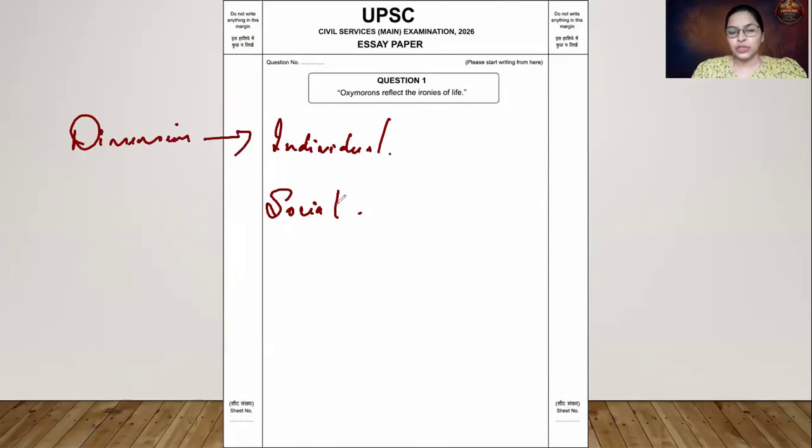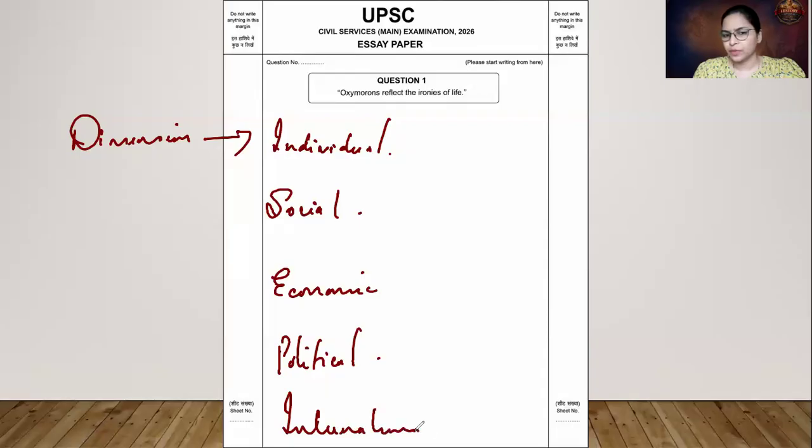So individual dimension, social, then you can give economic dimension, you can give political dimension. Okay. You can give international dimension, national, international. Fine. So in this way, you can present the many dimensions in this essay. Fine. Now, individual dimension, what example you can give?